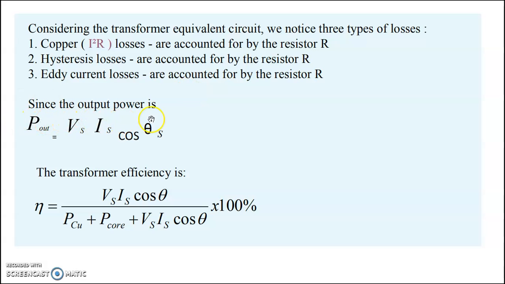Since the output power is P_out equal to secondary voltage times secondary current times cos theta secondary, the transformer efficiency is equal to secondary voltage times secondary current times cos theta over copper loss power plus core loss power plus secondary voltage times secondary current times cos theta, times 100%.